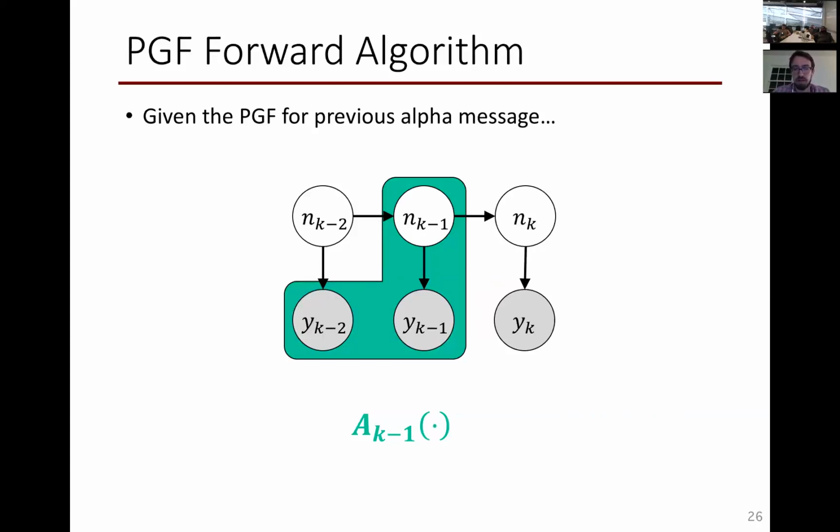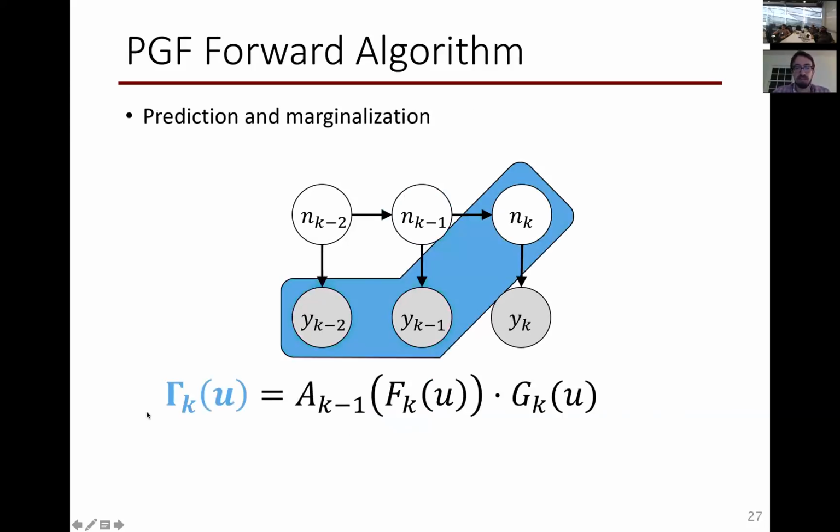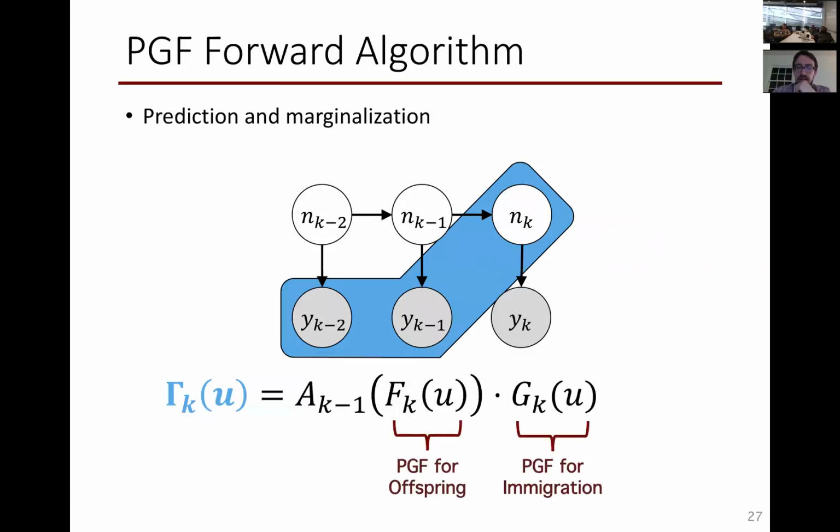So starting with alpha k minus 1, the PGF for alpha k minus 1, I can get the PGF for the gamma k message by taking my alpha k minus 1 message and evaluating it at this PGF. This is the PGF for my offspring distribution, which combines both survival and reproduction, multiplied by the PGF for immigration. So this is the PGF for the number of new immigrants between these two time steps.